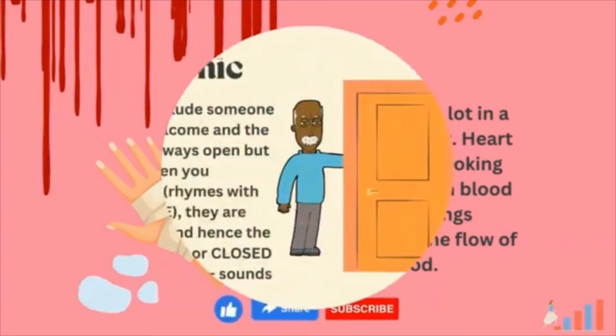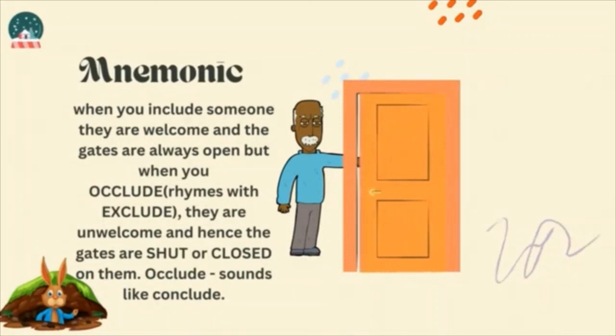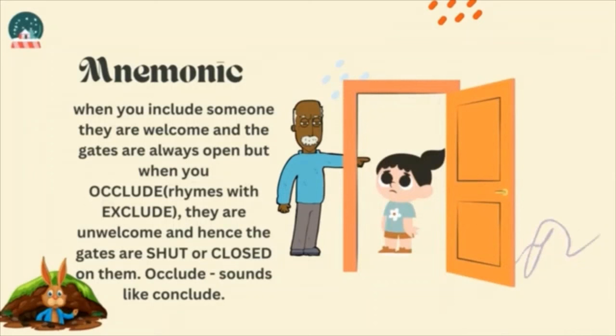Memory aid to help you memorize this. When you include someone, they are welcome and the gates are always open. But when you occlude, rhymes with exclude, they are unwelcome, and hence the gates are shut or closed on them. Occlude sounds like conclude.